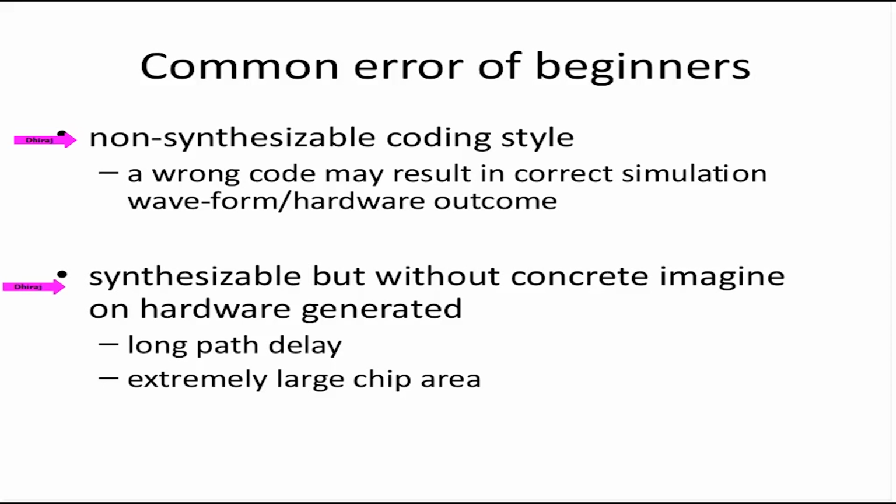The second common mistake is the code is synthesizable, but written without concrete imagination of the hardware. We will see one example where just by the coding you may actually increase the amount of sequential logic, or there will be a long path delay from input to output just because of bad coding style. There are two major fallouts of this: either the timing is bad, that is the performance is bad, or the area is large. So there are various coding guidelines to make sure that your design is effective in terms of area and timing. We'll see some of those.